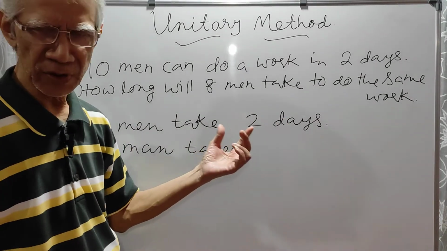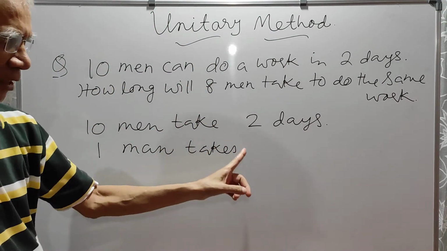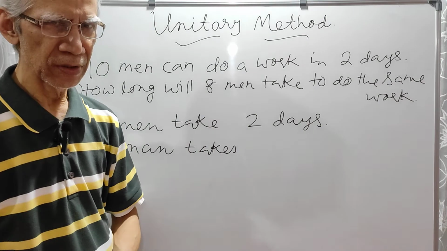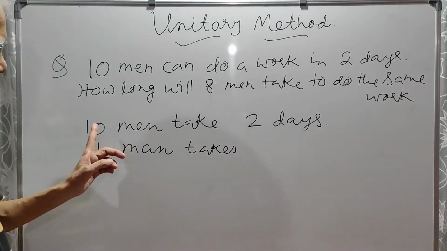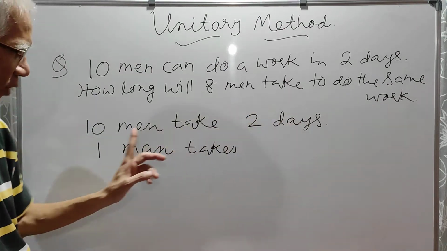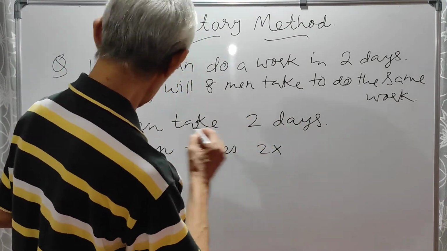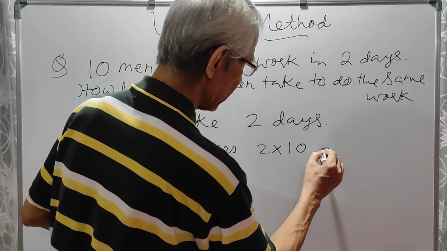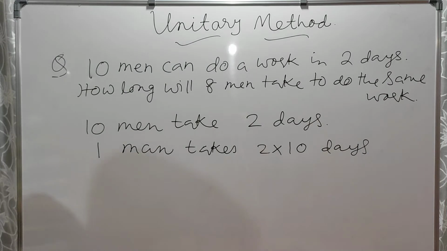See how this question is similar to the other three which I showed before. So here it is a question of more, not less. Therefore not divide. This time it is a question of multiplying. So 10 men take 2 days. So 1 man will take how many days? More days. Therefore 2 into 10 days. That means 20 days.